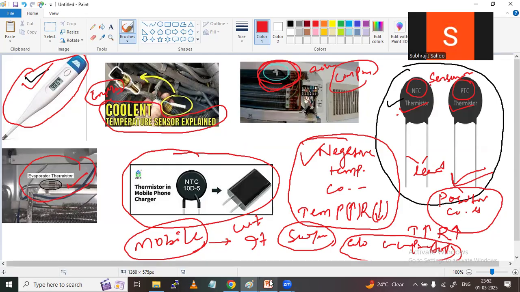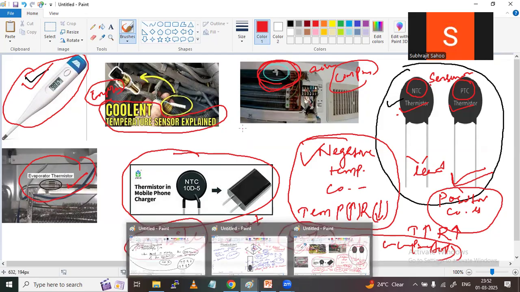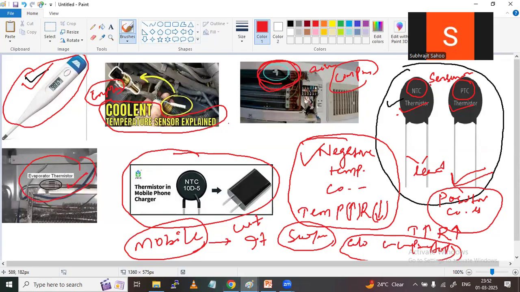In this video I told what the construction, working principle, advantages, disadvantages, and applications of the thermistor are. A question will come: explain with a neat diagram or neat sketch about the thermistor type electrical resistance thermometer, or simply it can ask about the thermistor. You have to mention all these points.